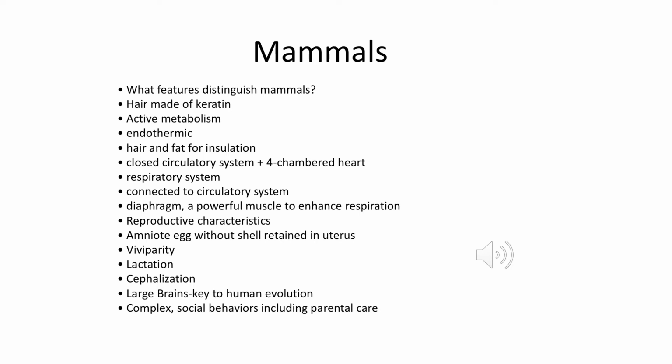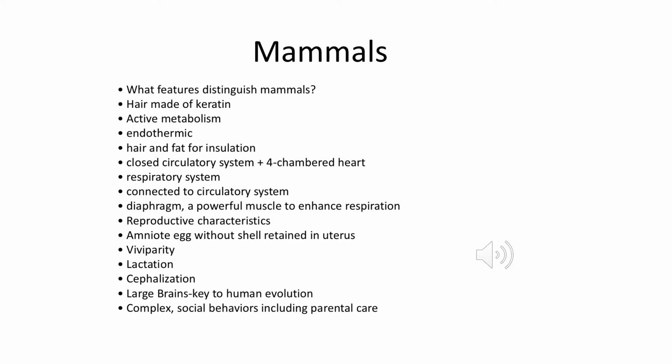We have a diaphragm. That's that powerful muscle that is right below your lungs that's used to enhance respiration or breathing. We share reproductive characteristics. So we have an amniote egg without a shell, retained in a uterus. What does that mean? We gestate our babies inside the uterus. Viviparity, I'm going to say I totally blanked on that one. So let's move on to lactation. Lactation means we're mammals, right? We lactate, we breastfeed.